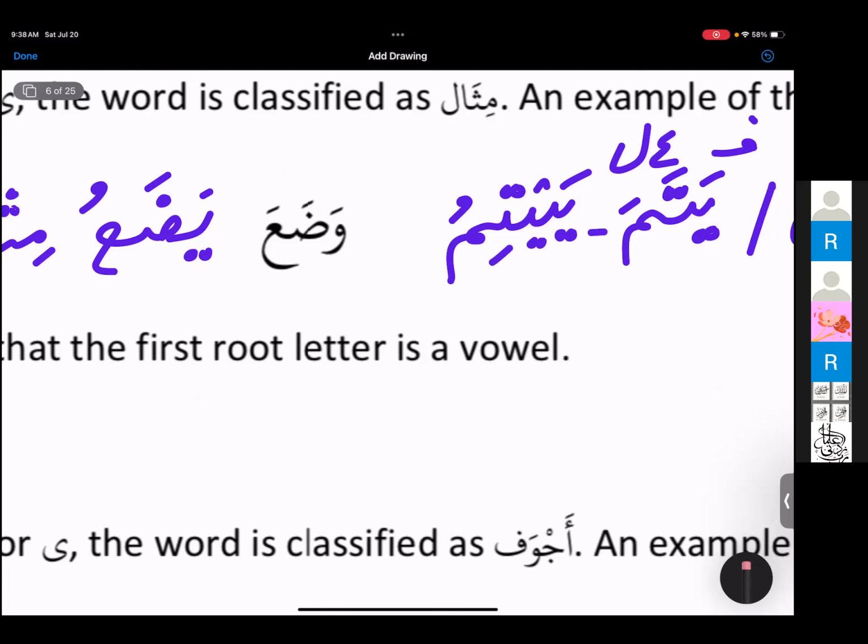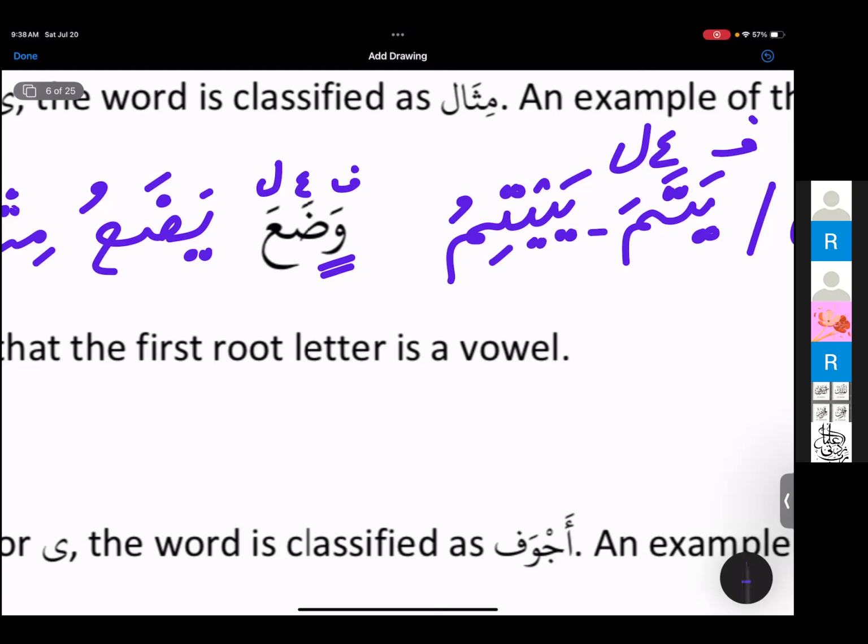It is mu'attal because the first letter is waw. So my fa kalima should be waw or ya. Exactly. So my first root letter is waw. This is basically misal.